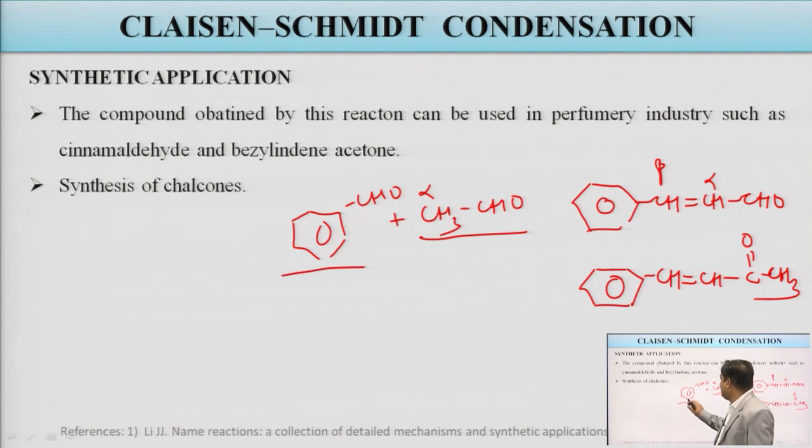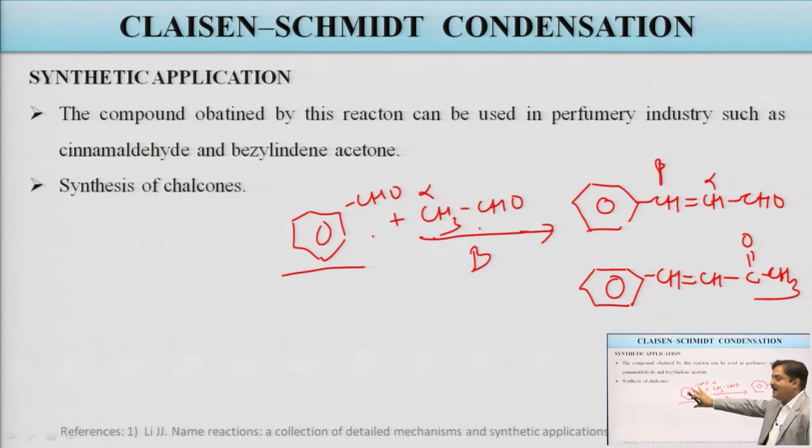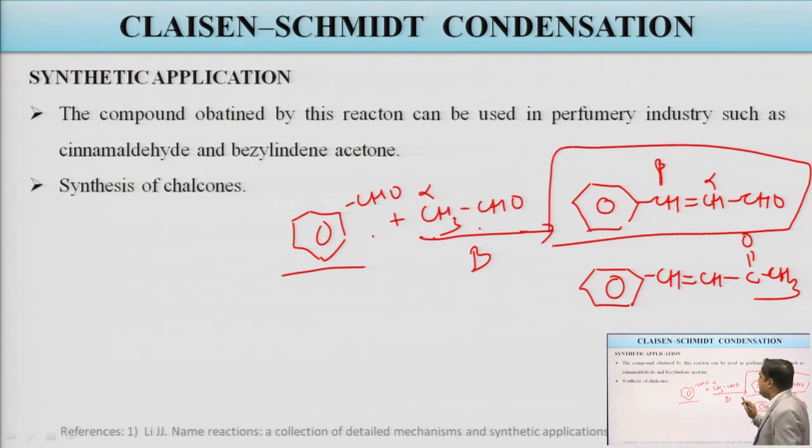This is benzaldehyde. Okay, this does not have any alpha hydrogen. So a reaction between a carbonyl compound which has alpha hydrogen takes place with a second carbonyl compound which does not have any alpha hydrogen. Okay, the reaction can be done in basic medium. Okay, so by the reaction of benzaldehyde with acetaldehyde in basic medium, we can obtain cinnamaldehyde, which has a very very good smell. So it can also be used in the perfumery industry.